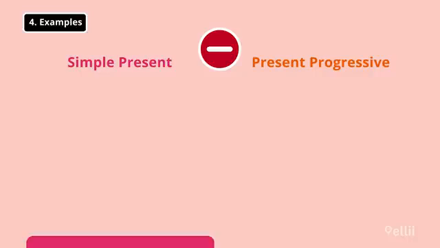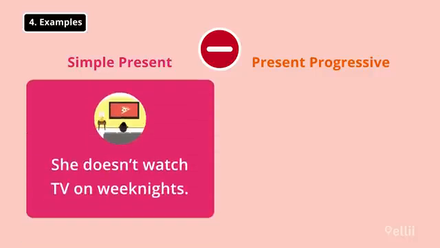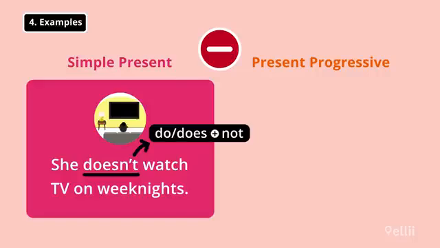Moving on to negative sentences. She doesn't watch TV on weeknights. To form a negative simple present sentence in English, we need the auxiliary verb do or does and the adverb not. Since the subject is she, we need doesn't or does not with the main verb watch.